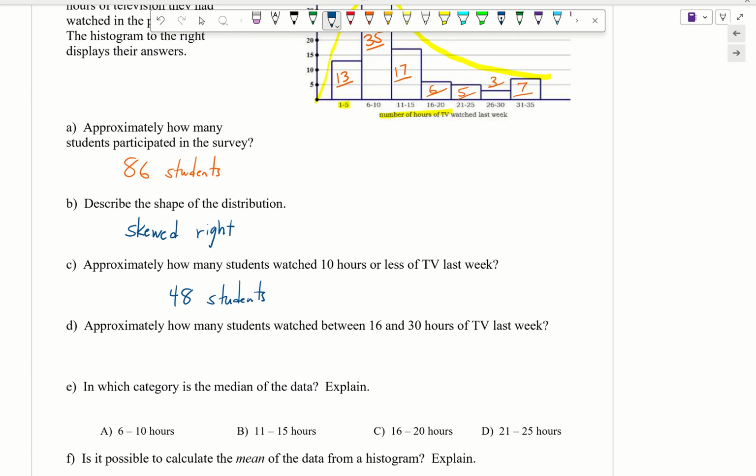For part D, approximately how many students watched between 16 and 30 hours? So for 16 to 30, we're going to add this bar, and this bar. So 6 plus 5 plus 3 is going to give us 14.